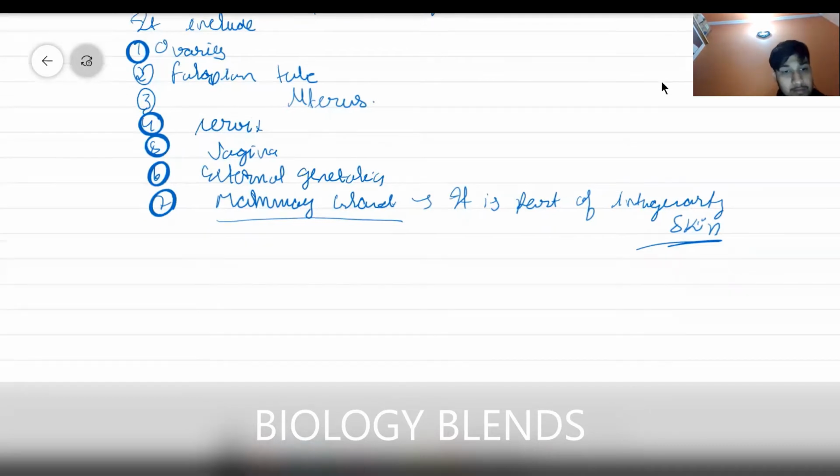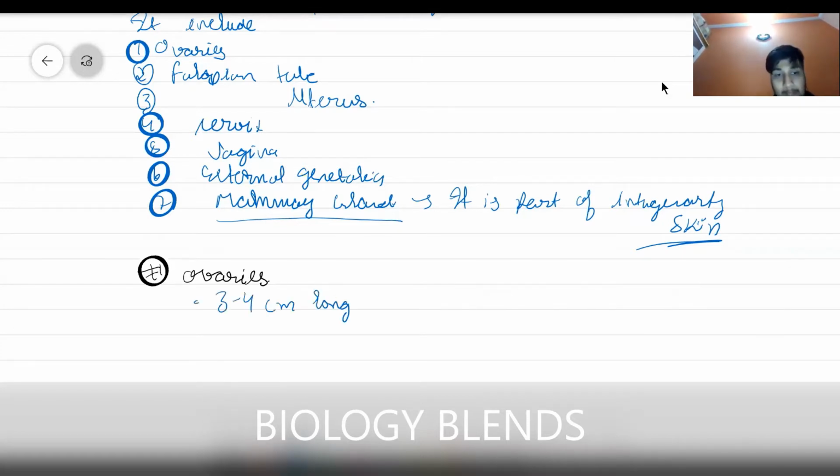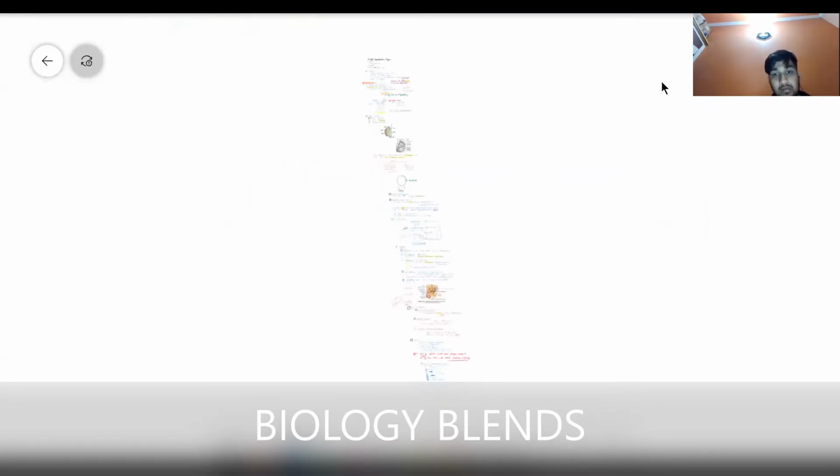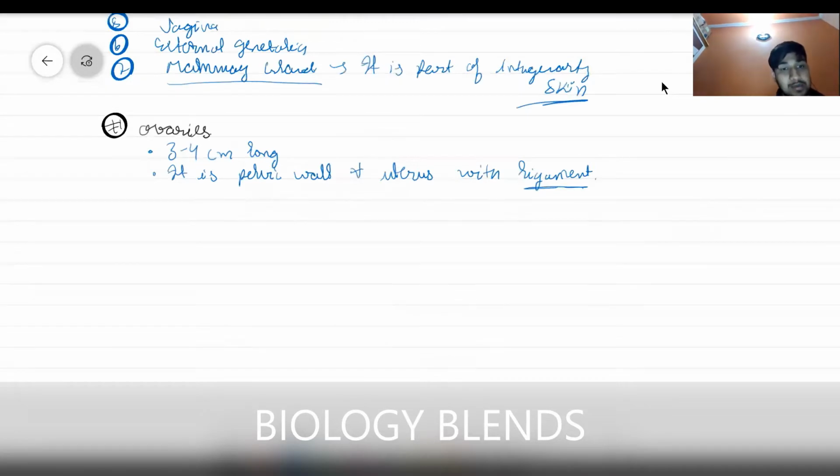Discuss the ovaries. Ovaries are 3 to 4 centimeters long. They are attached to the pelvic wall and to the uterus with the help of ligaments. They are almond in shape and size.